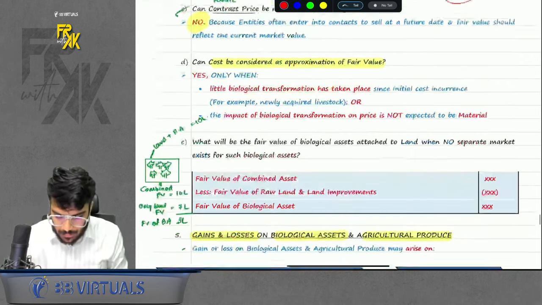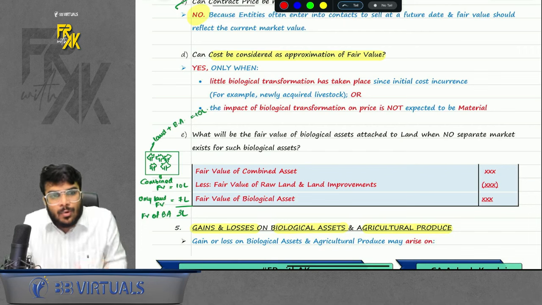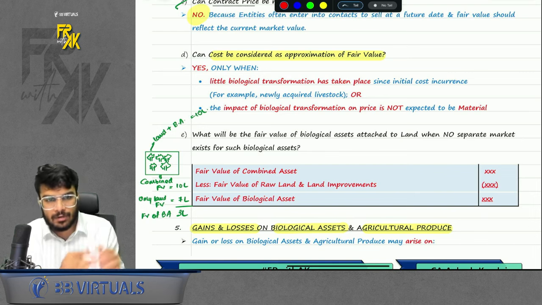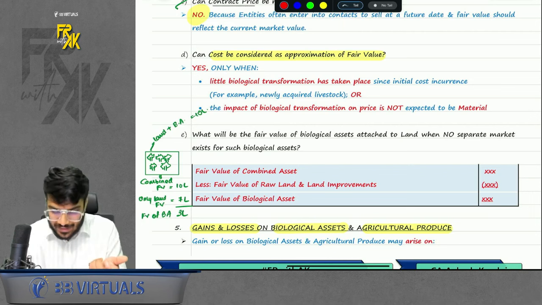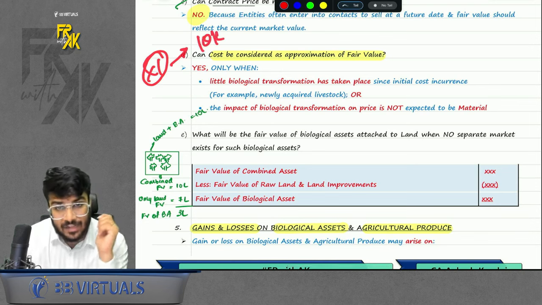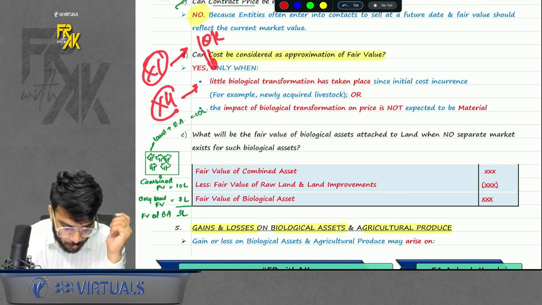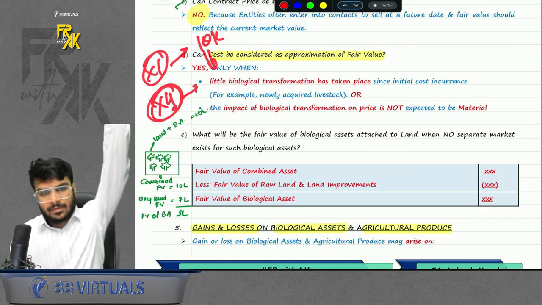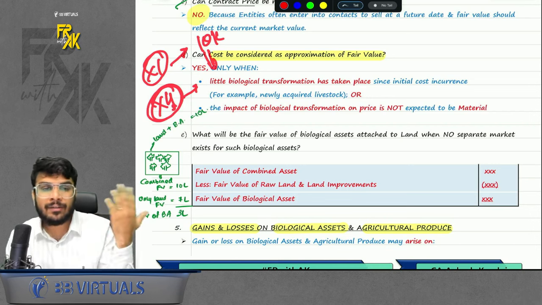Okay. Next point, can cost be considered as an approximation of fair value? The answer is yes, only when not much time has lapsed from the date of purchase. For example, can I say on day one, cost and fair value are the same? Cost and fair value are the same on day one. But if I say I bought something in 2011 for 10,000, and I ask you, can that 10,000 be considered as the fair value in 2014? The answer is no. Something you bought for 10,000 in 2011 cannot be considered as the fair value in 2014, right?